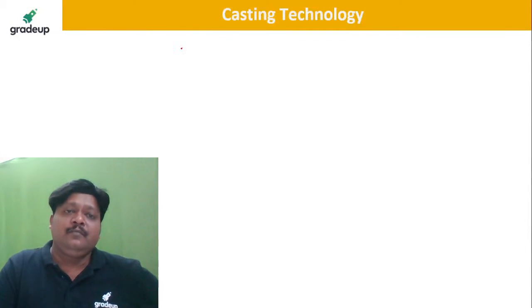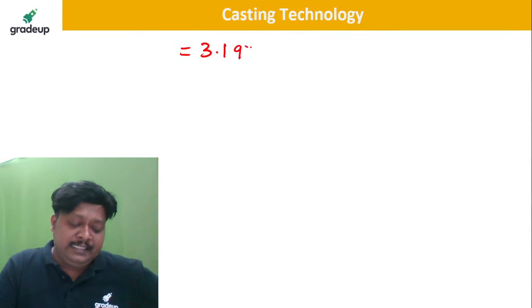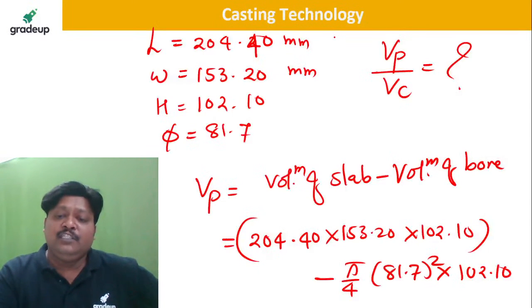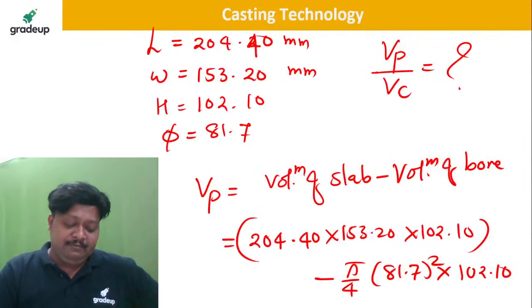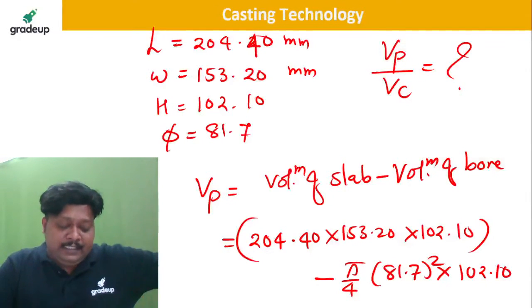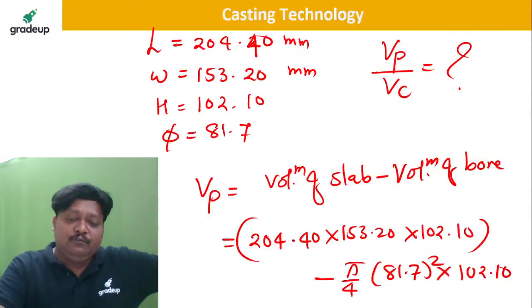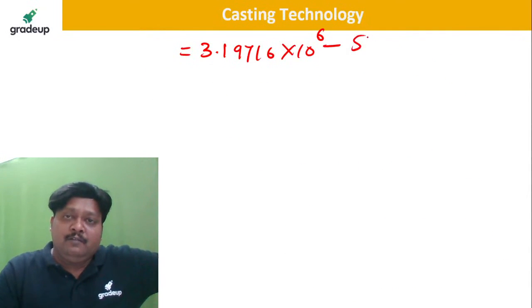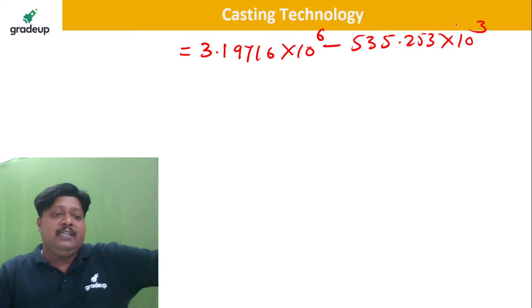It is 3.197, 3.19716 into 10 to the power 6, minus, what is the bore dimension? 81.7 whole square times pi divided by 4 into 102.10. How much is it? Is it 535.253 into 10 to the power 3? Check it out.